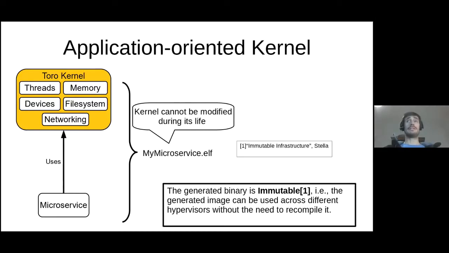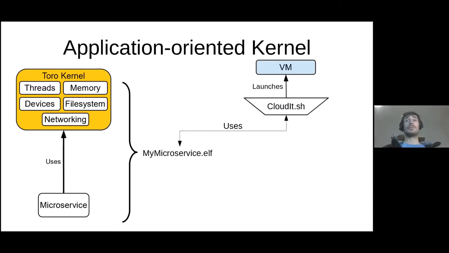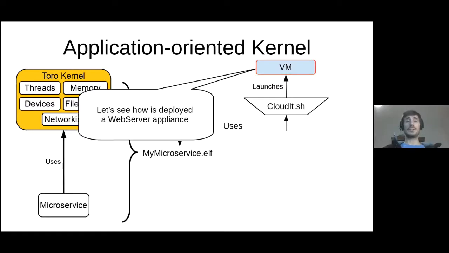So the resulting ELF binary contains both the kernel and the application. And this binary is immutable in the sense that you can use the same binary in different hypervisors without modifying it, thus simplifying the maintenance of the microservice. Then we use a script called Cloudy to create VMs in different hypervisors. But let's see how much work is needed to deploy an appliance like a web server by using Toro.